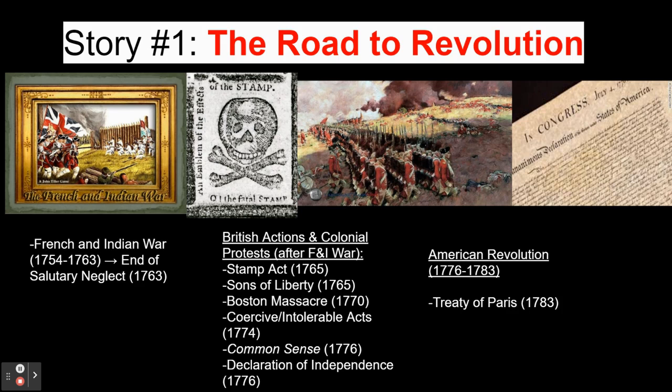So now they have this land, but they need to try to recoup some of the costs, and they also need to protect it. So that changes the dynamic between Great Britain and its colonies. So right away, salutary neglect ends as the British government places new restrictions on the colonies. Immediately, colonists are banned from moving westward with the Proclamation of 1763, and Great Britain begins placing new taxes on the colonies in order to raise revenue.